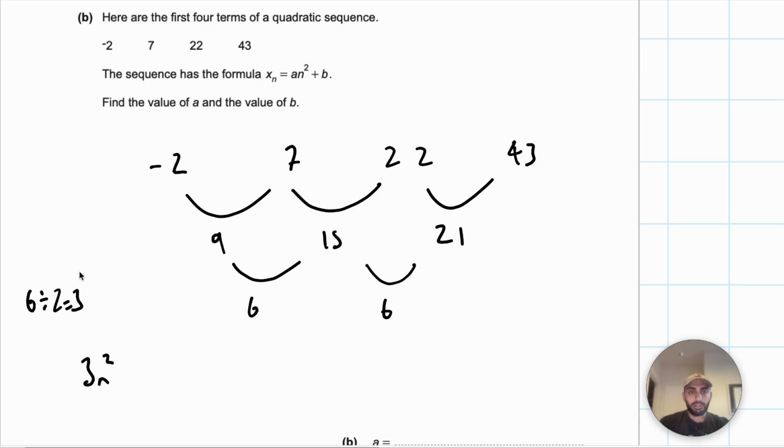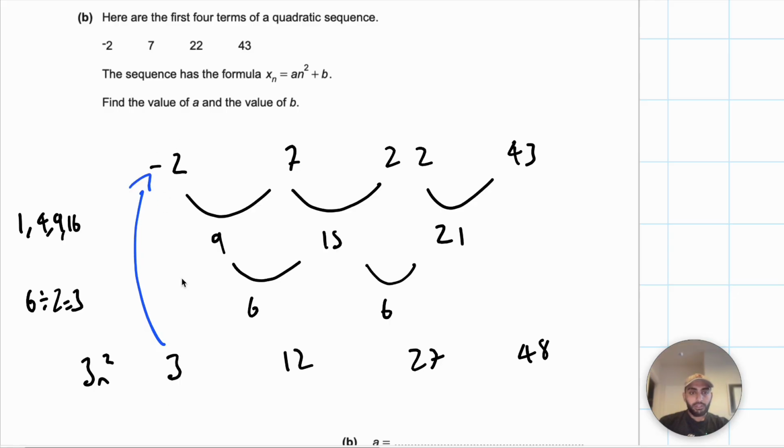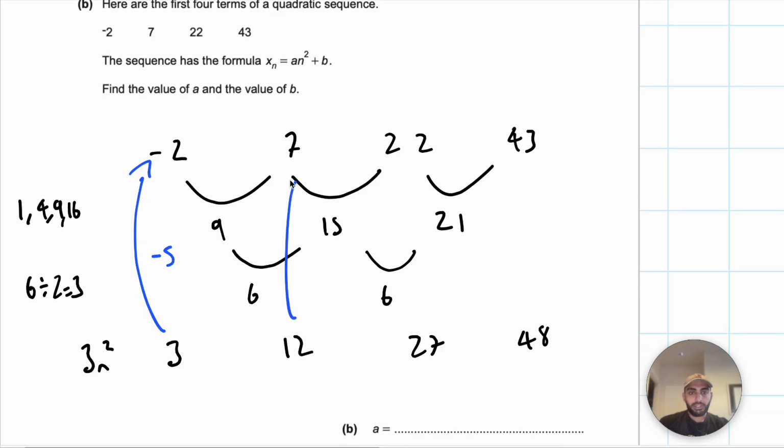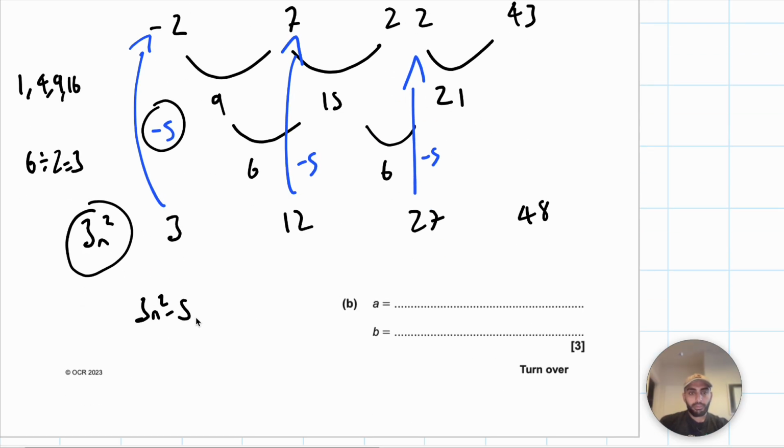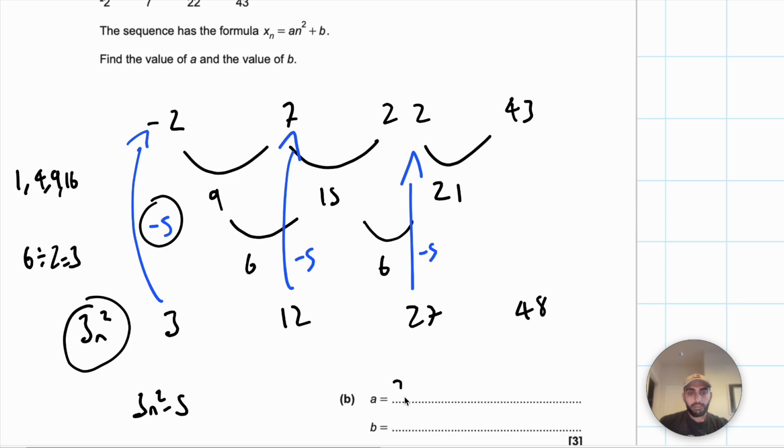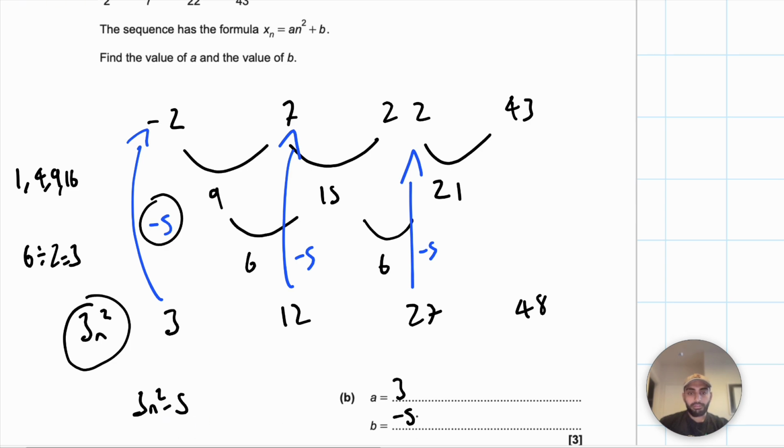I need to write out the sequence of that. To help me do the sequence of 3n squared quicker, I know my square numbers are 1, 4, 9 and 16. All I need to do is multiply those by 3. So that'll be 3, 12, 27, 48. Now I need to find the difference between my 3n squared and my original sequence. So from there to there, I've taken away 5. From there to there, I've taken away 5. It looks like it's always going to stay the same as taking away 5. So the final sequence will be 3n squared, take away 5. So a is the value of 3, and b is the value of negative 5.